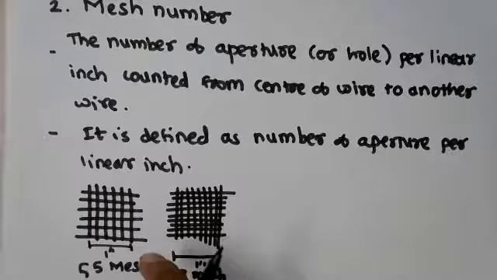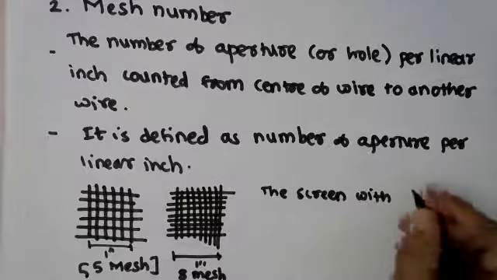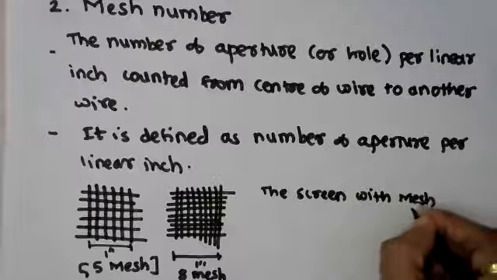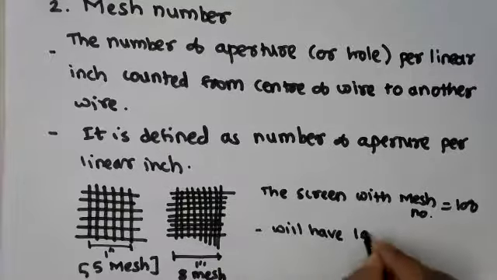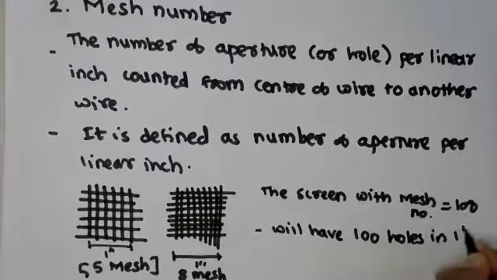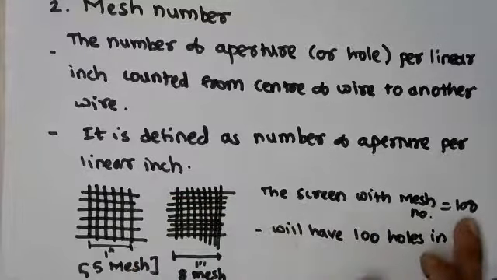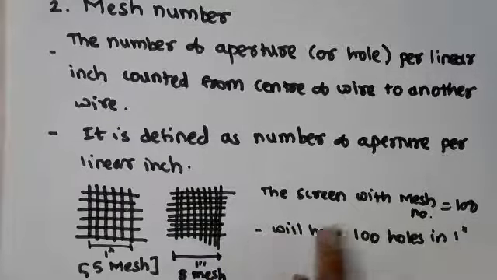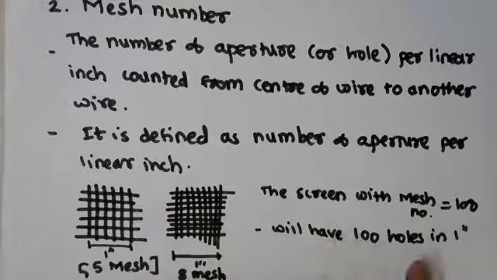So the screen with mesh number equal to 100 will have 100 holes in 1 inch. The screen with mesh number 5 will have 5 holes in 1 inch. The screen with mesh number 8 will have 8 holes in 1 inch distance. The screen with mesh number equal to 200 will have 200 holes in 1 inch.